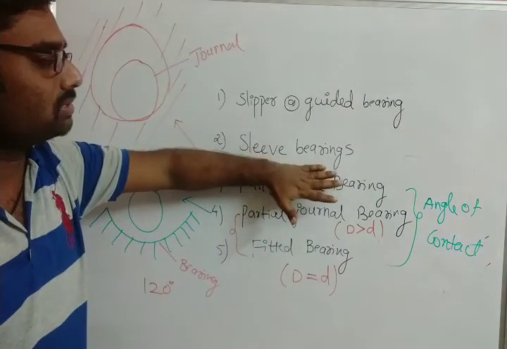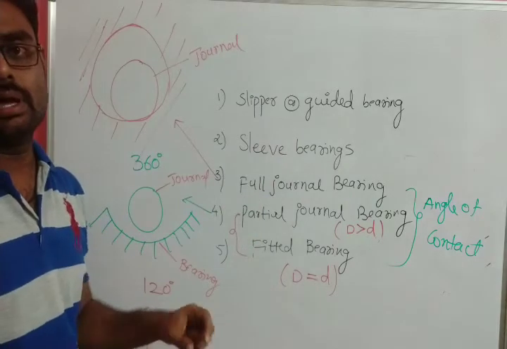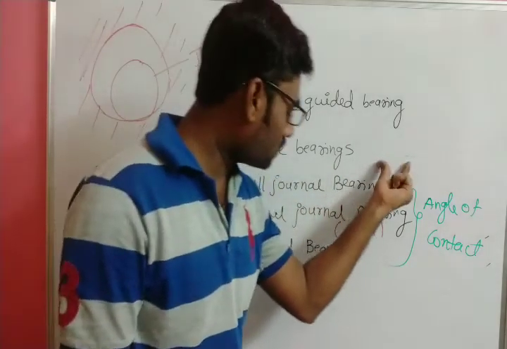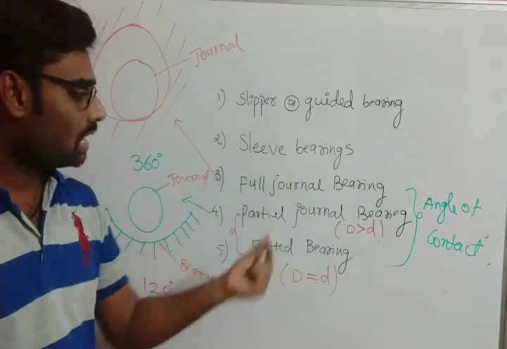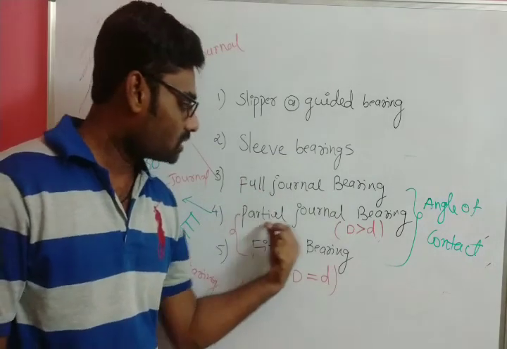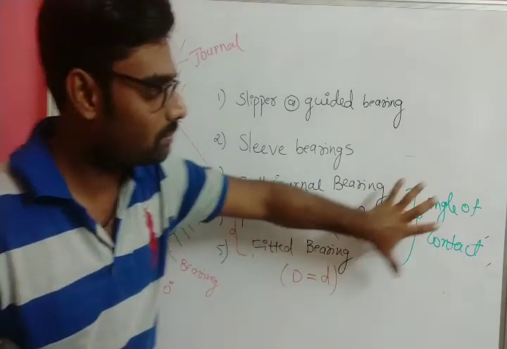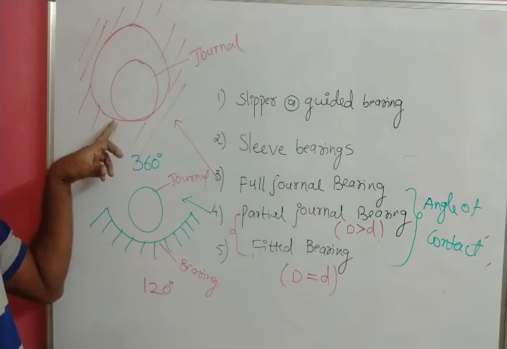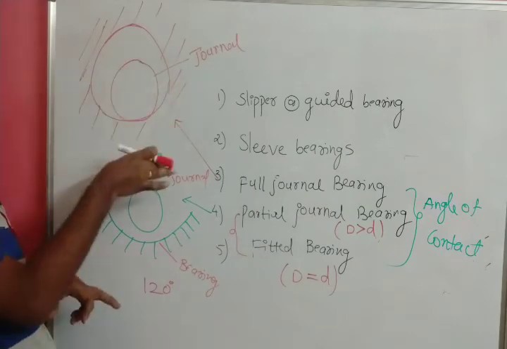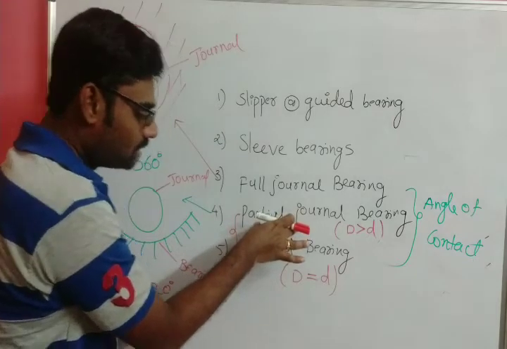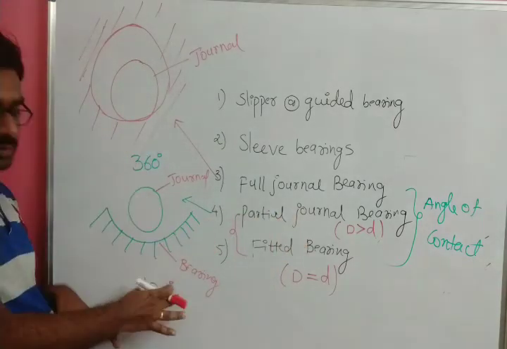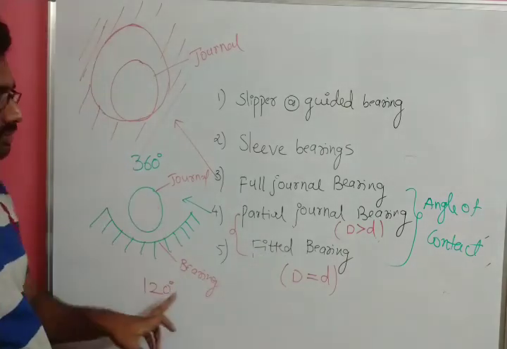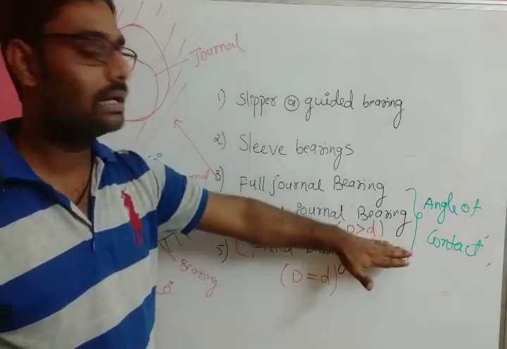Sleeve bearing means the sliding action is along the circumference of a circle, or in an arc. Next, full journal bearing, partial journal bearing, and fitted bearings. These three depend upon the angle of contact. Full journal bearing means the angle of contact between the journal and bearing is 360 degrees. In partial journal bearings, the angle of contact between journal and bearing is 120 degrees. In fitted bearing also, the angle of contact is 120 degrees, but the difference is the diameters.